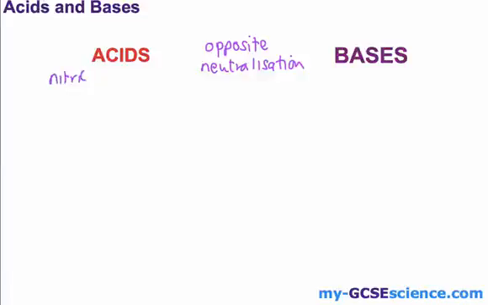A couple of examples of acids would be nitric acid. Another one is hydrochloric, and these are all ones that you should be familiar with, that you've come across in this topic. And the other one is sulfuric. There are obviously lots of other kinds of acid, but these are ones that you should be very familiar with. In terms of bases, what do we mean by bases?